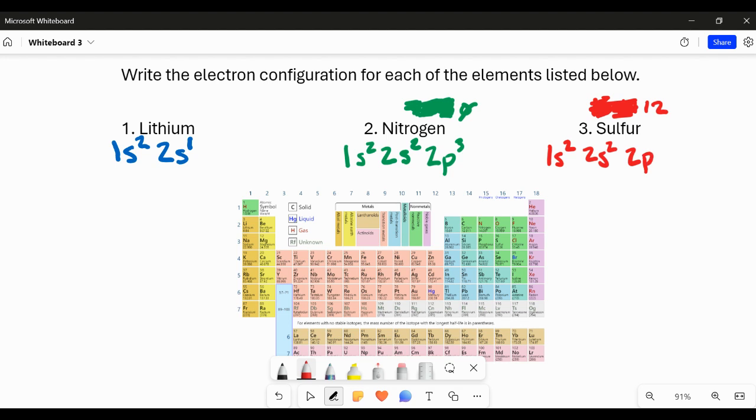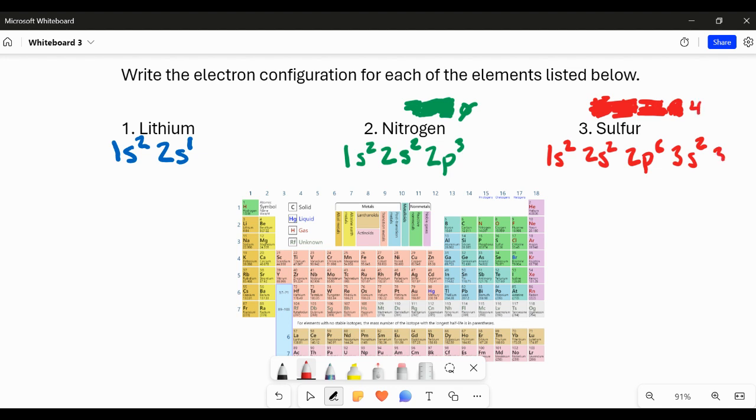2p. We said p orbitals can hold 6 electrons. We have 12 left, so we'll put 6 in here. And now we've filled up both the s and the p orbitals in energy level 2. So we have to continue to energy level 3. S comes first because it's the lowest energy state. S can hold 2 electrons. So we had 6. We just used 2. So we've got 4 left.